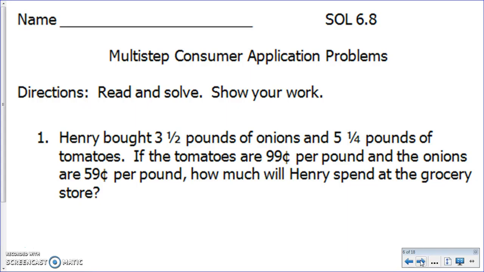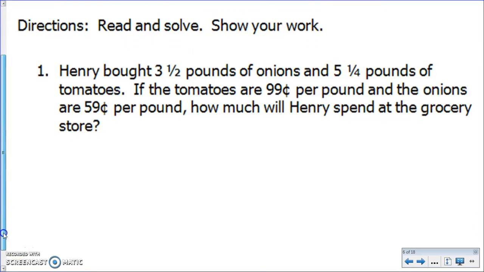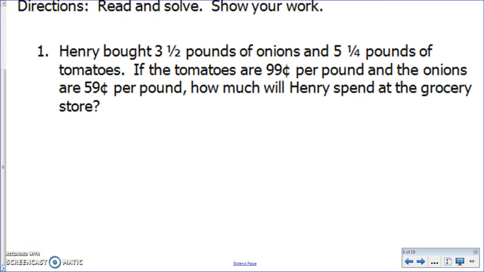For this page, the multi-step consumer application problems, we're going to read and solve and show our work. So we're finding the exact answer here. Number 1, Henry bought 3.5 pounds of onions and 5.25 pounds of tomatoes. If the tomatoes are 99 cents per pound and the onions are 59 cents per pound, how much will Henry spend at the grocery store? So the first thing we're going to do is take the 3.5 and the 5.25 and change them into decimals so our multiplying is easier.